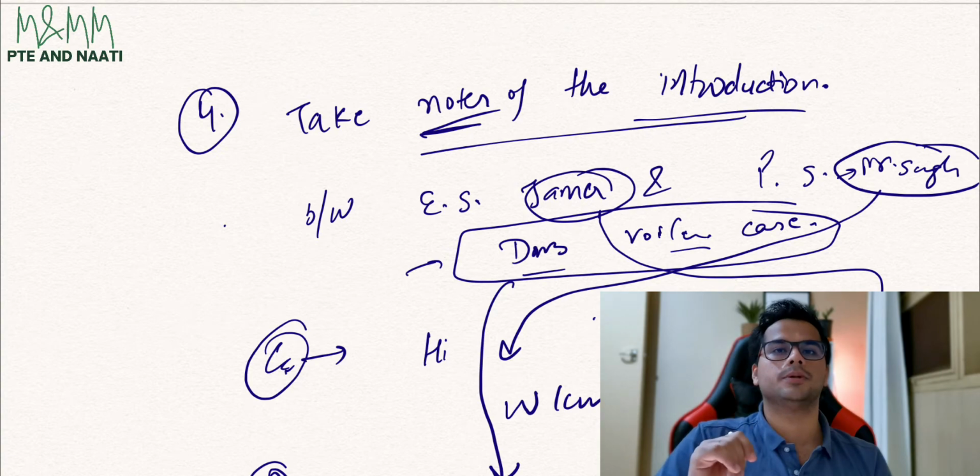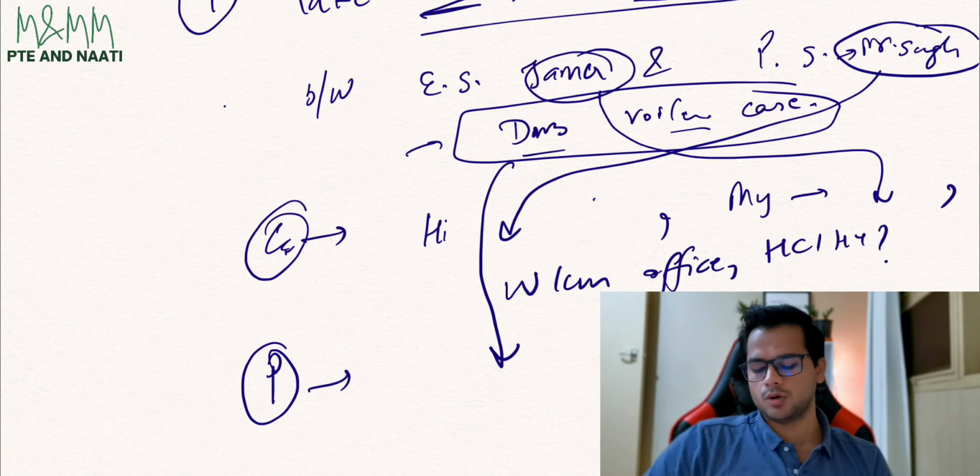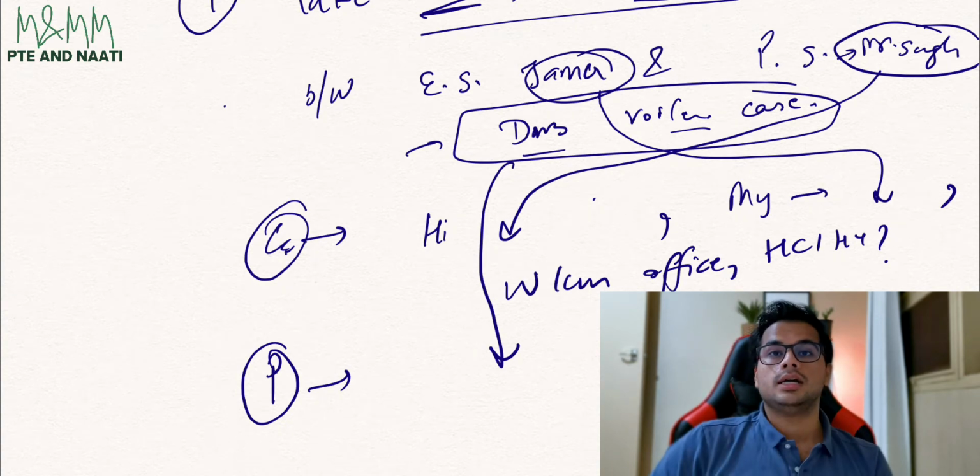I'll give you an example. For example, the introduction was, this dialogue is between an English speaker, Mr. James, and a Punjabi speaker, Mr. Singh. The dialogue is regarding a domestic violence case. The dialogue begins now. Now, afterwards, trust me, at least the first two segments are going to introduce those two persons.